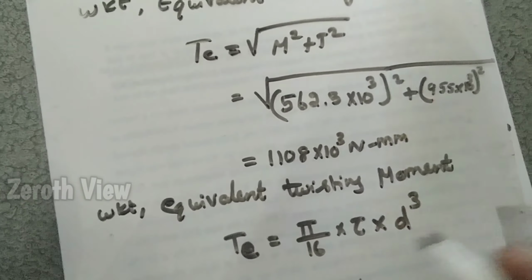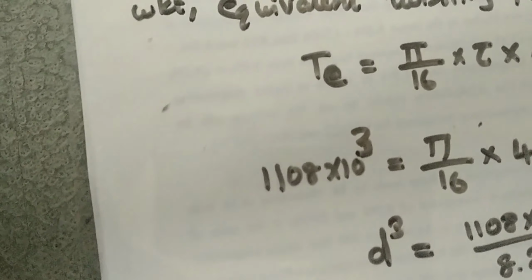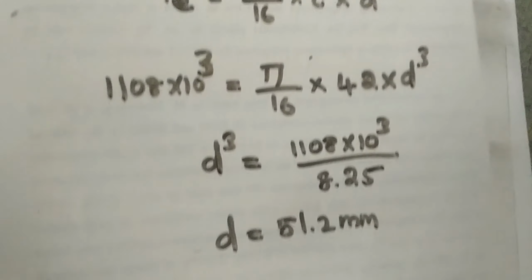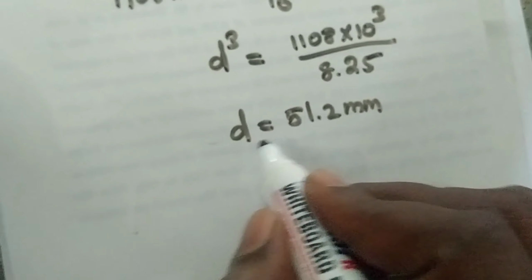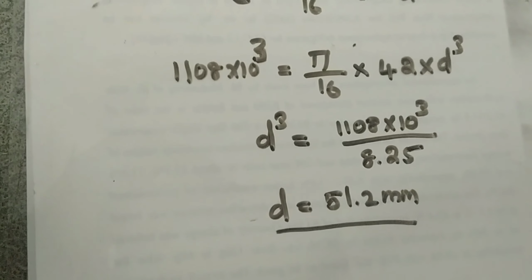By solving these things you will get 8.25 into 10 to the power of 3. By taking the cube root of this you will get 51.2 millimeter. This is what we have obtained for the diameter. So we need to calculate the shaft size. First we calculated the diameter, 51.2 millimeter.